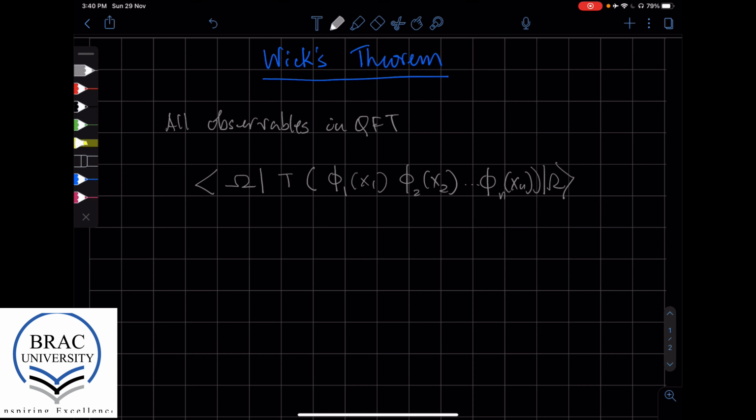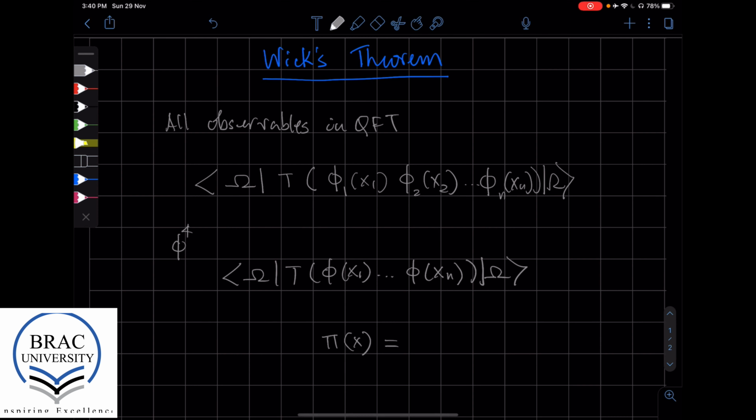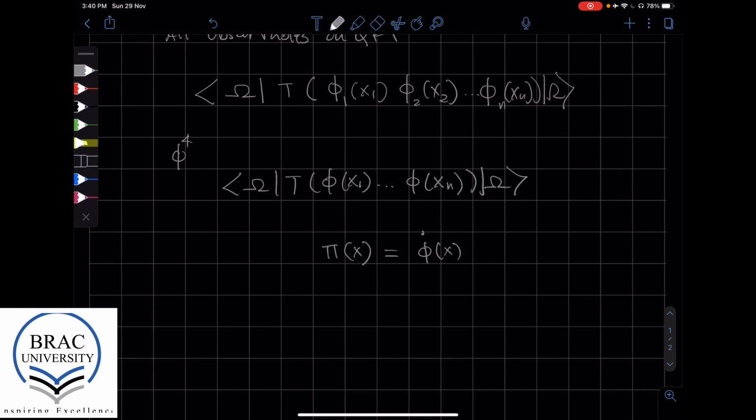So presently we are considering the phi to the power 4 theory, and there, we shall take this expression to be the following. In other words, we are taking all the phi's to be the same thing. It could also be that instead of phi, we get pi sometimes, because pi is the canonically conjugate momentum, and that's related to phi in this way. Anyway, for now, we'll just consider this expression.